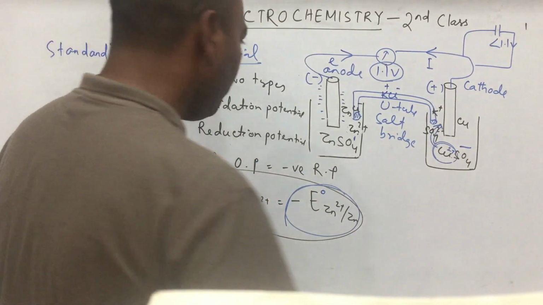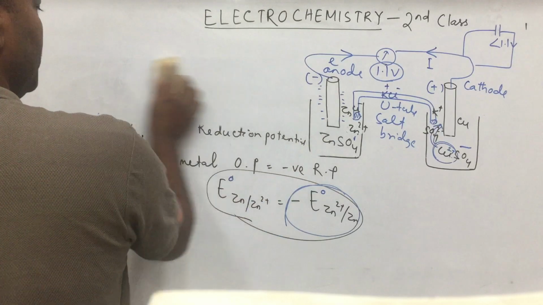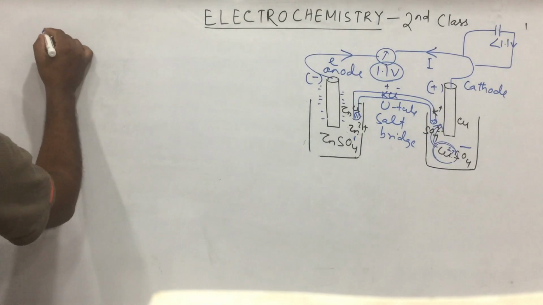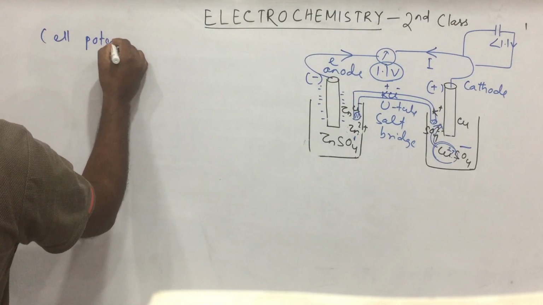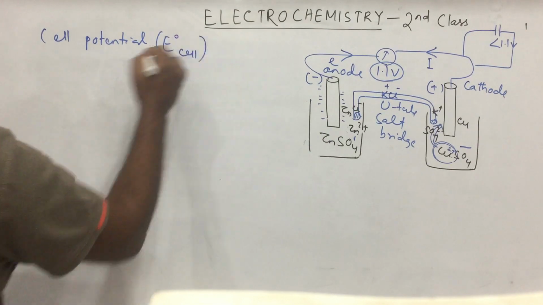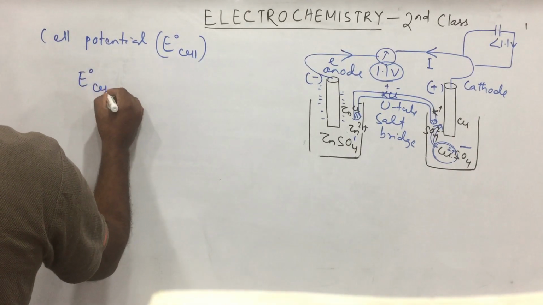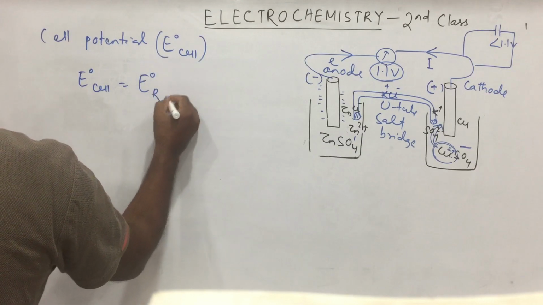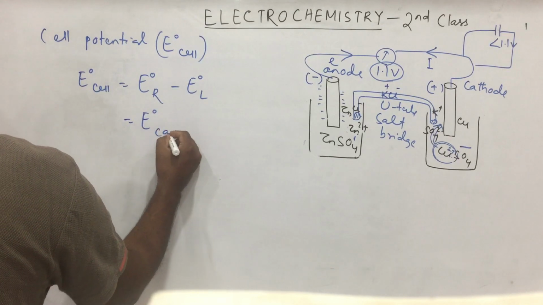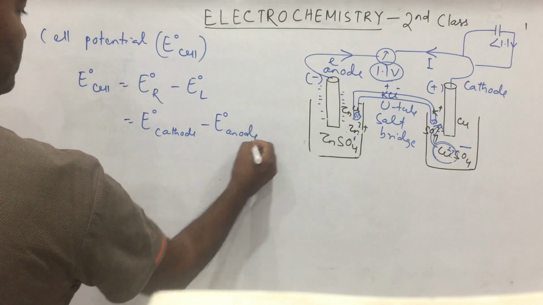Clear? Then next term is what is cell potential? The cell potential symbol is E cell. The formula is like this: E cell equals E of right minus E of left, or E of cathode minus E of anode.